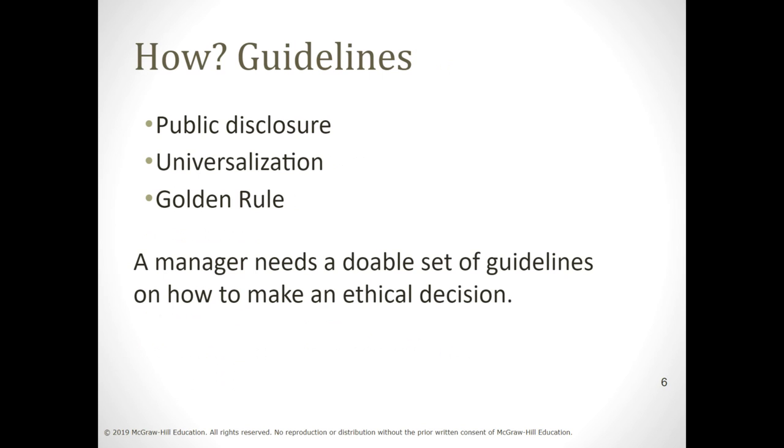I think that's a good one for all of us to think about as we make decisions in high school and beyond. The second one is called universalization, and that's if other people copied my decision, would the world be better off? So it's not just my decision in isolation, but what if other people made that same decision? And then the third one is the golden rule, which is do to others as you would have them do to you. So managers need a set of guidelines if they're going to understand the decisions they need to make and the ethics involved.